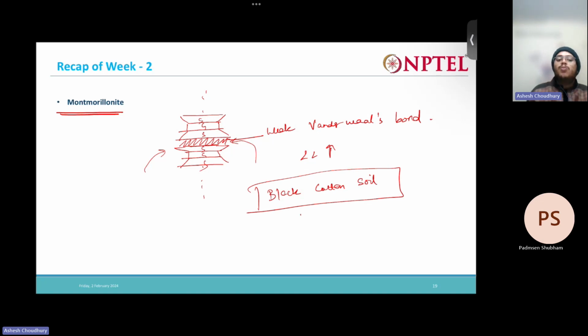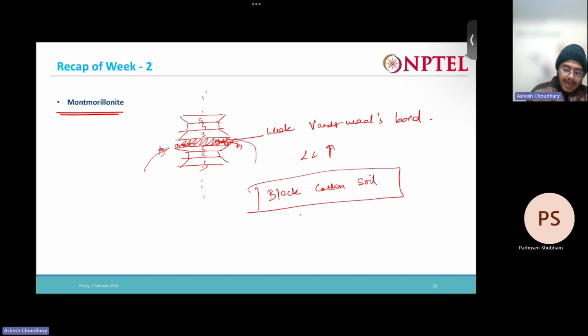Because this type of soil is made up of montmorillonite, it can swell to a large amount by absorbing water, because the bonding in between the sheets is very weak. So H2O particles can easily enter between the lattice.